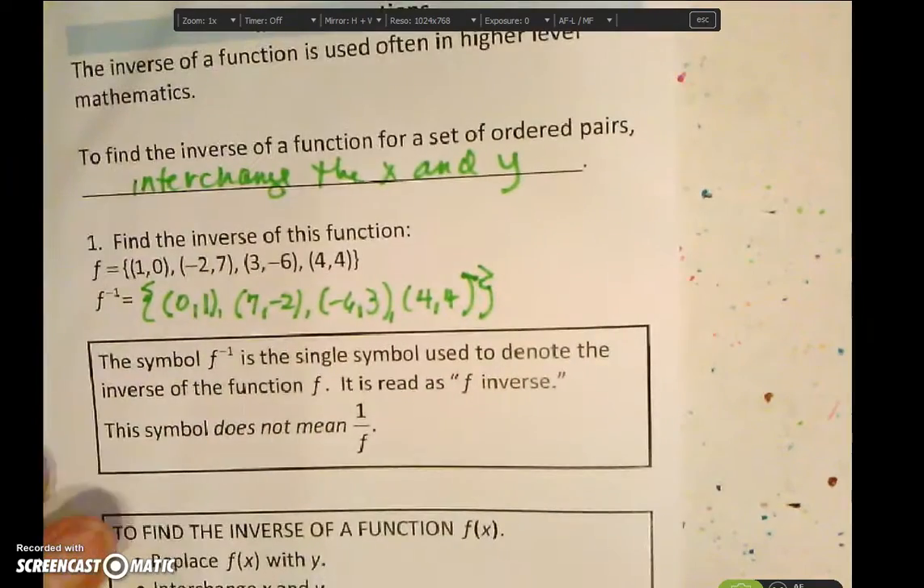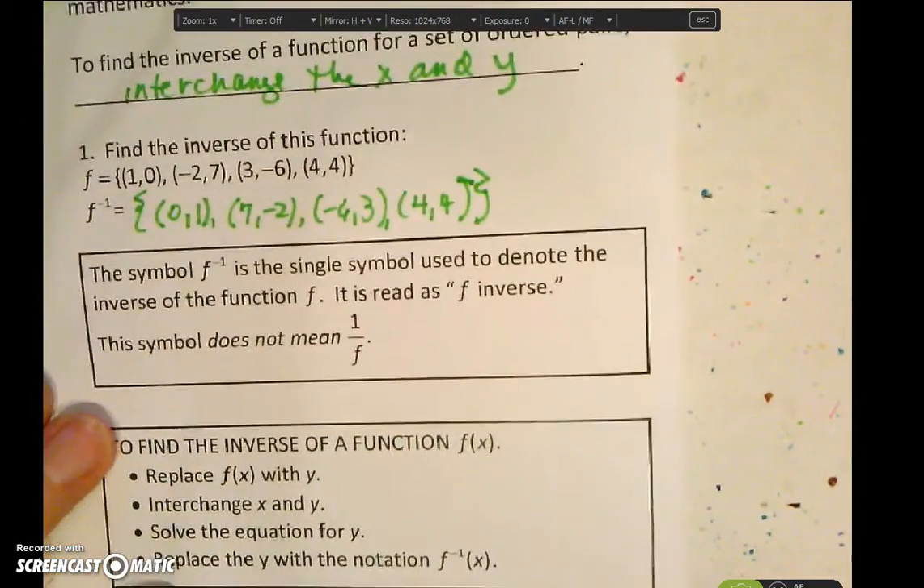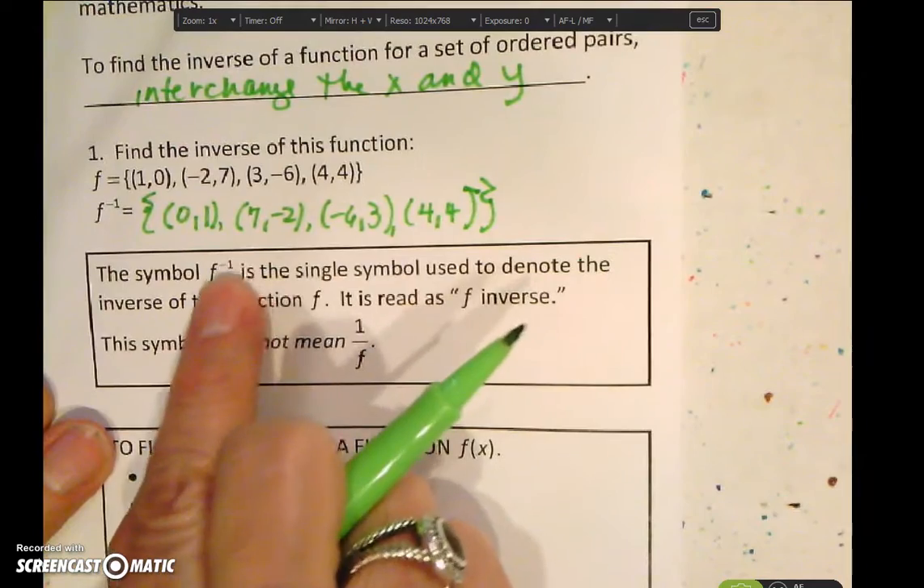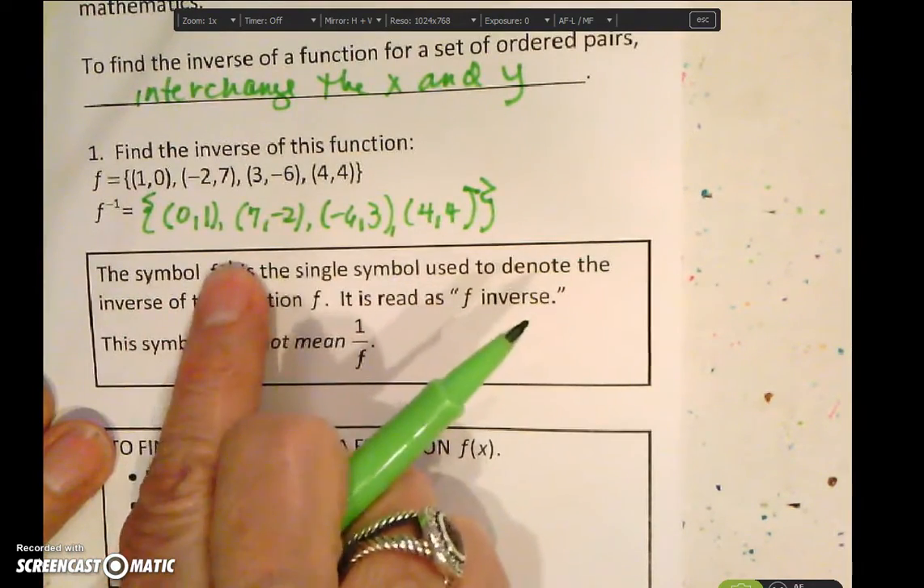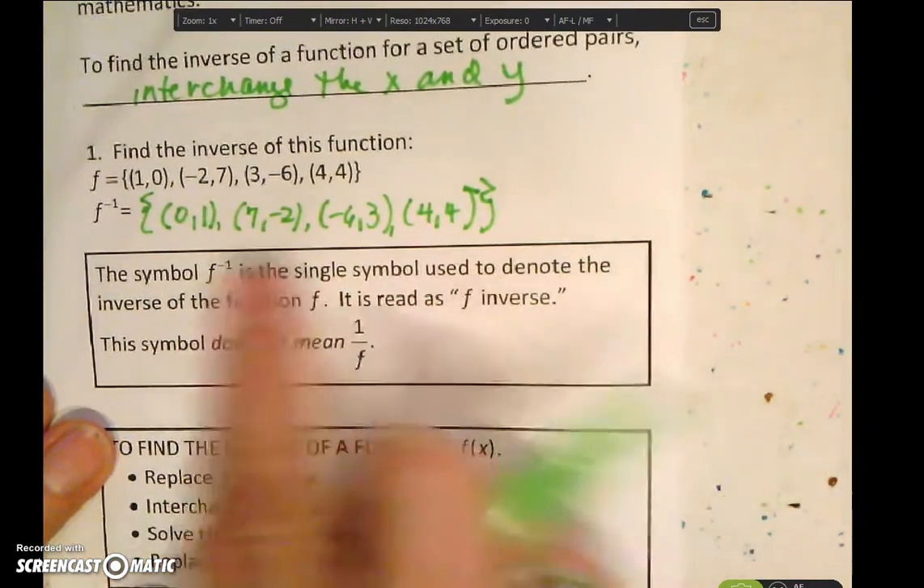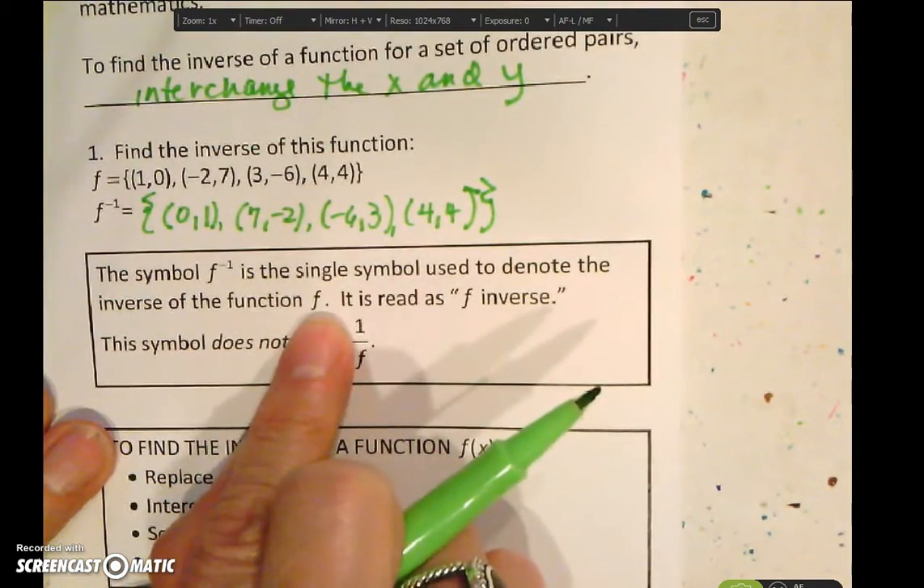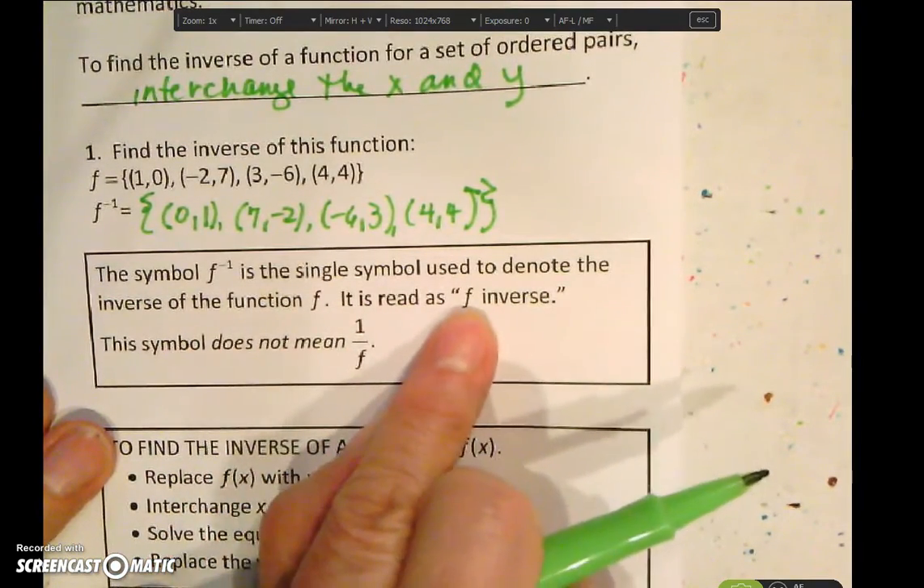And it's as easy as that for ordered pairs. So note that this symbol f inverse is the single symbol used to denote the inverse of a function f. It is read as f inverse.